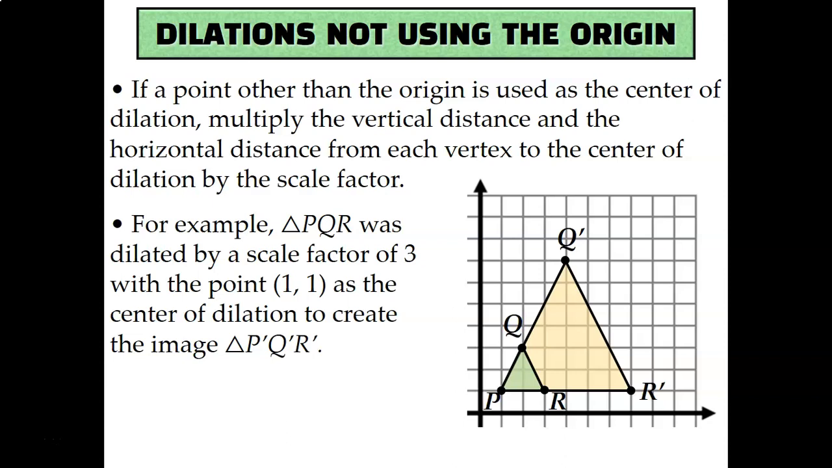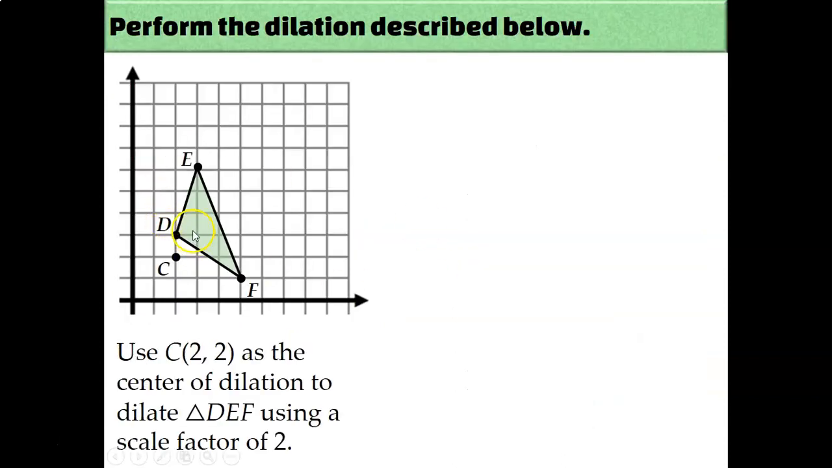Instead, we're going to have to count the horizontal distance and the vertical distance from the center of dilation to each vertex. Then we'll multiply that distance by the scale factor, and that's how far we'll go from our center of dilation to each of the image coordinates. Let me show you what I mean. Here we have triangle DEF, and the center of dilation is point C, 2, 2, instead of the origin, 0, 0. Our scale factor is 2.